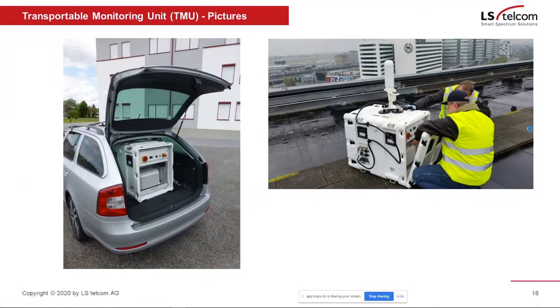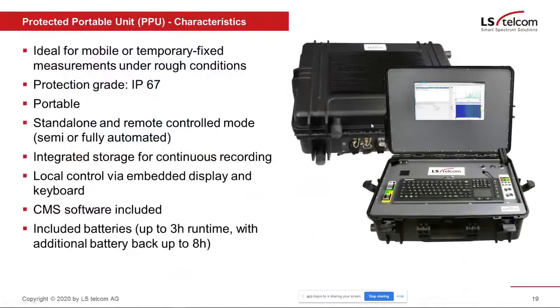Then one smaller form factor also includes a local battery, but not such a big battery as the TMU. It's a protected portable unit. It's IP67 protected. You can either control it locally from the screen to do on-site measurement, or just close it, and then you can also operate it remotely for permanent measurement, also for measurement campaigns, for example.